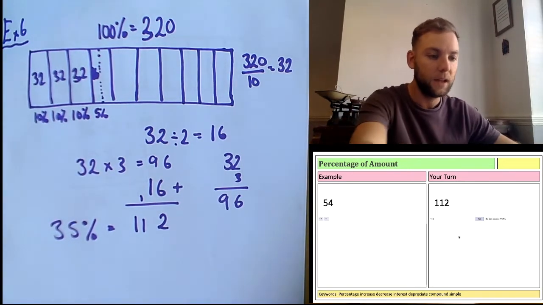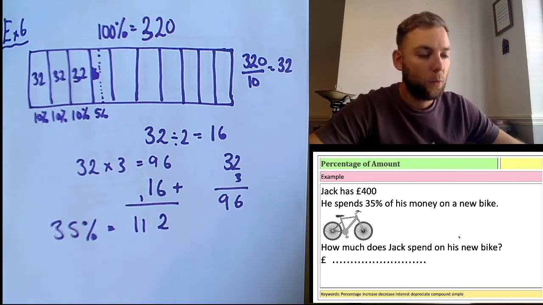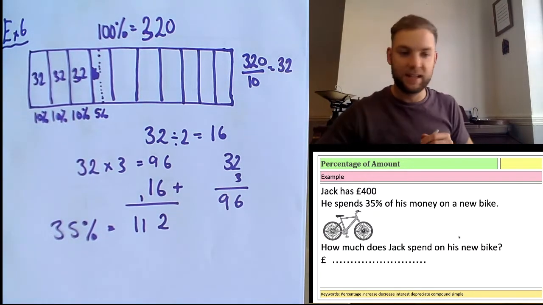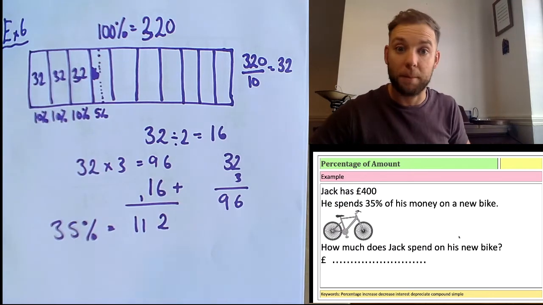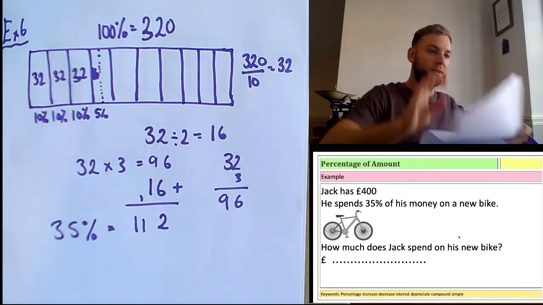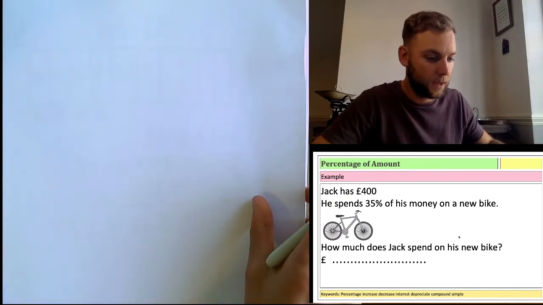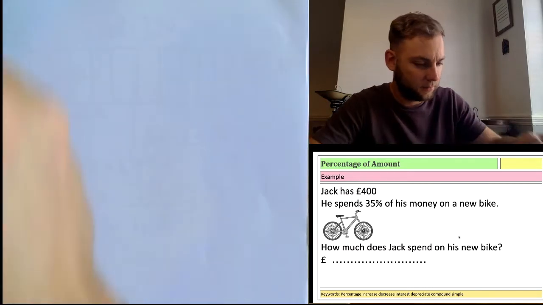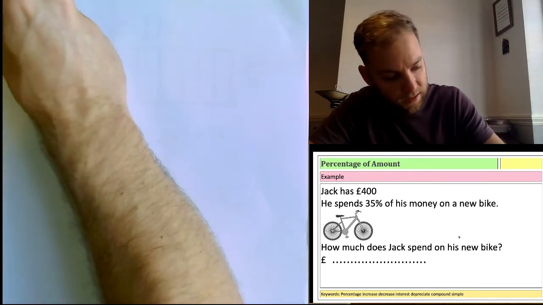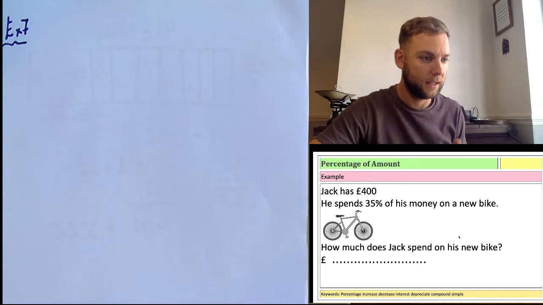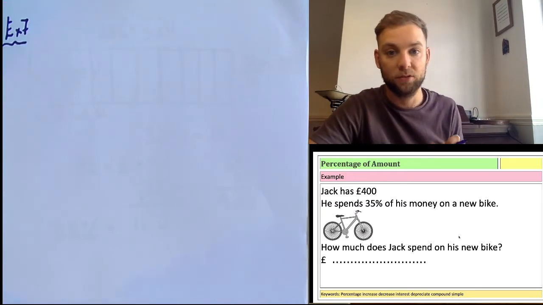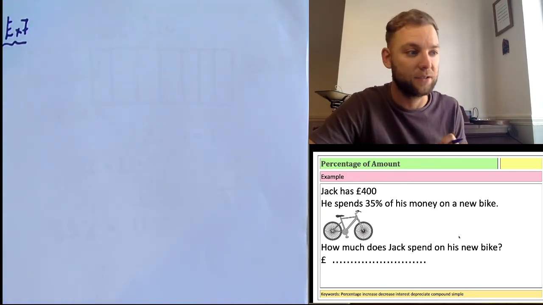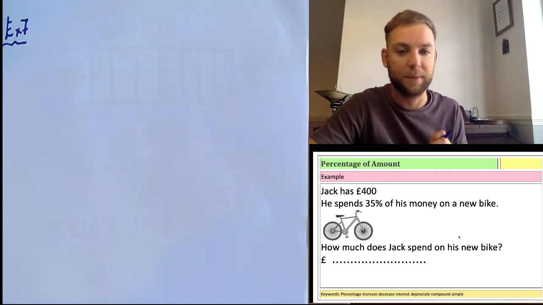So here now. One more question just to keep us going. So this here is example 7 using the bar method. Okay. So example 7. A little bit in context here now. But I've done that so that we're not getting too worried about it. Jack has £400. He spends £35 on his new bike. How much does Jack spend on his new bike?